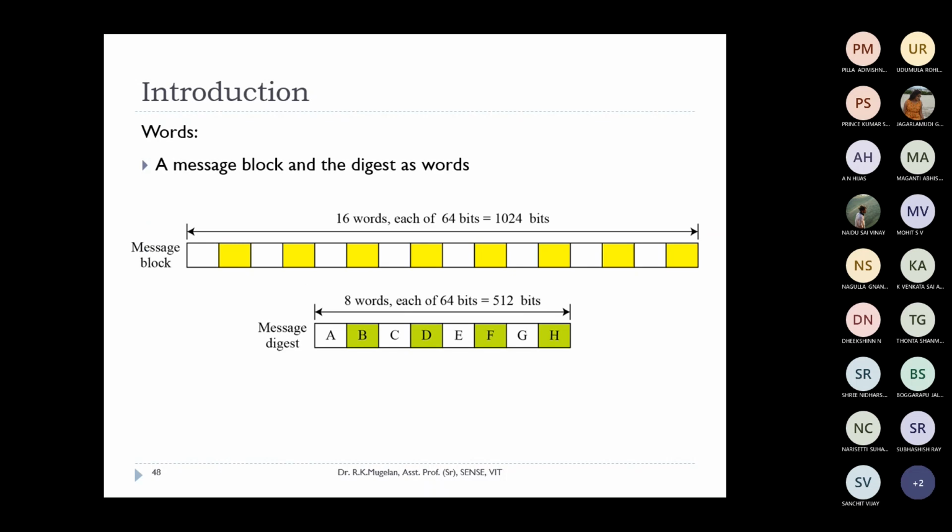Now, how are the words going to be used in SHA-512? Here there is a small modification compared to the conventional ways of representing words. Here we have 16 words in the message block, each of 64 bits. So it will give 1024 bits.